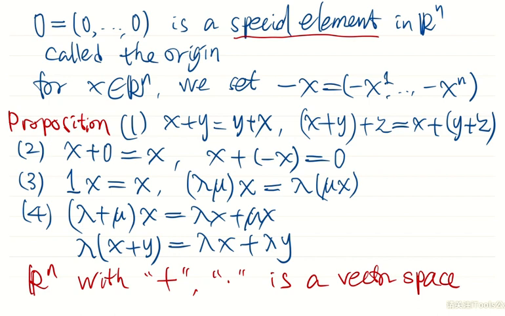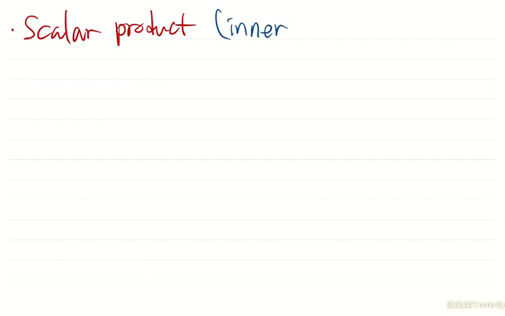Okay. Now, to do calculus, we need to be able to measure how close two points are, so that we can define the limits and the convergence. Therefore, we need additional structure on Rn. This is provided by the scalar product. So we define the scalar product, also called inner product, of two elements x and y.